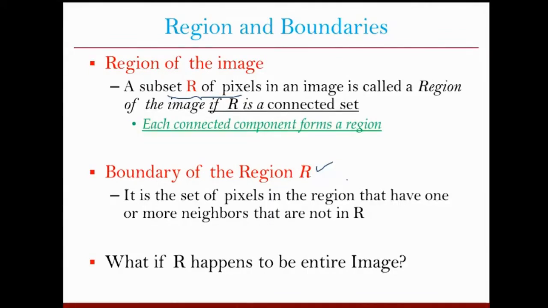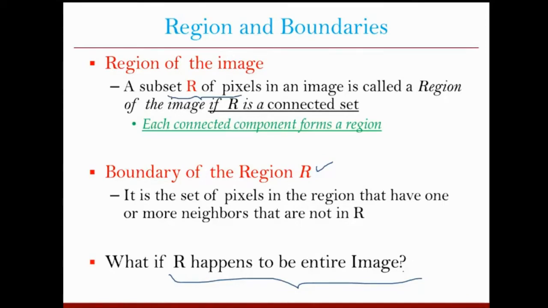Okay. What will happen if, let's say, R is the entire image? The entire image is just defining the region R. How will you define its boundary? In this case, you are saying that not all the pixels will be in R; they may be in some other region. But in this case, we can say that there are some of the neighbors which are not defined.